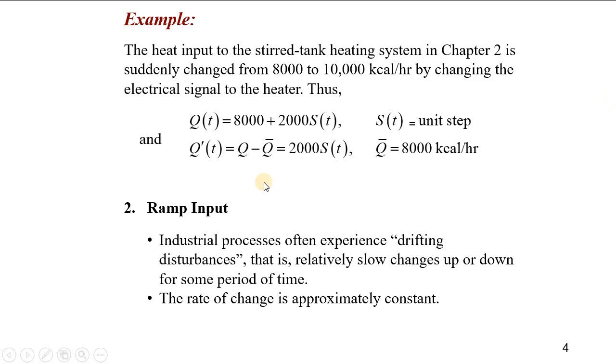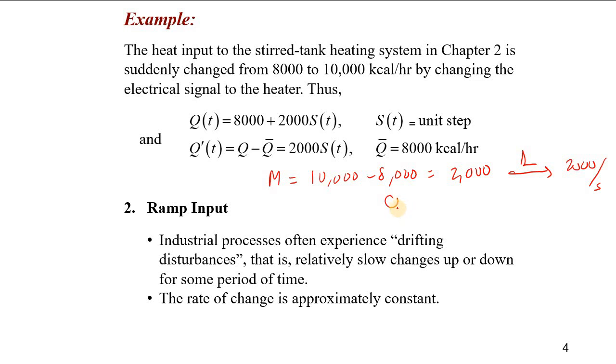So in this case, my m is equal to 10,000 minus 8,000, which is equal to 2,000. And if you want to take the Laplace of that, this will be 2,000 divided by s. Okay, so what is your steady state value? Your Q steady state value was 8,000.